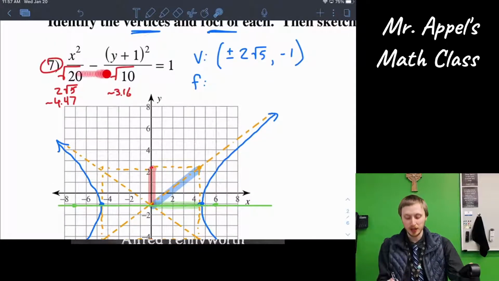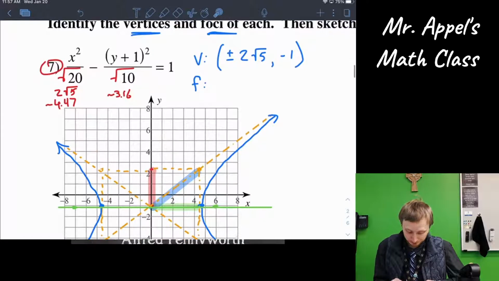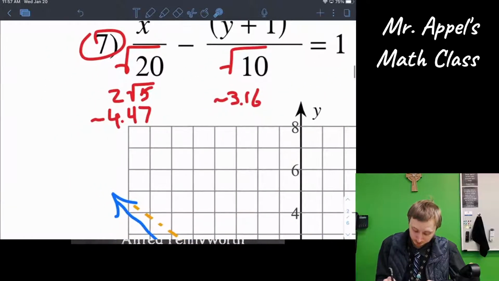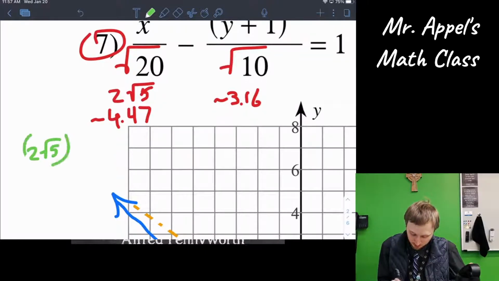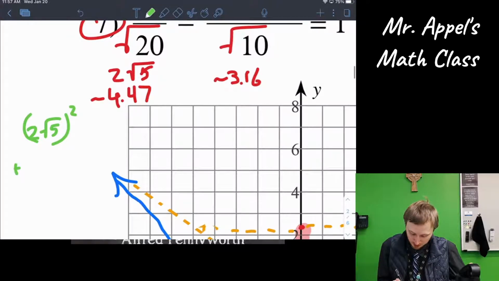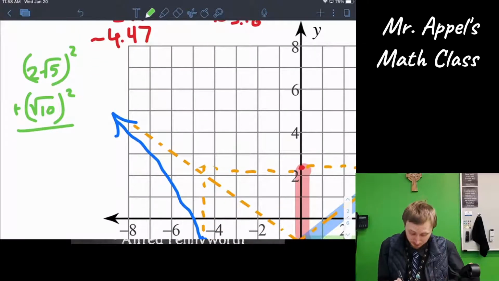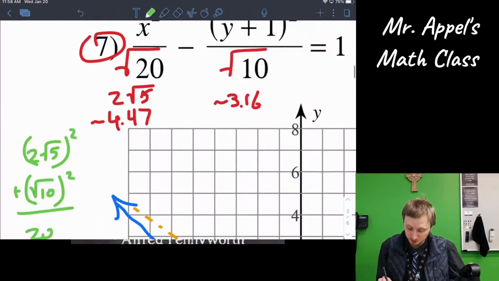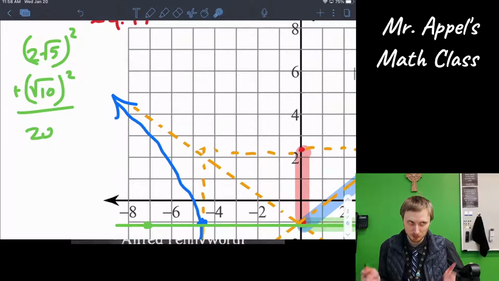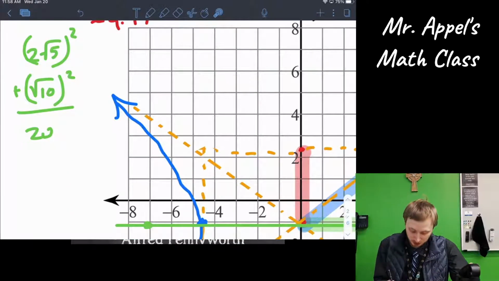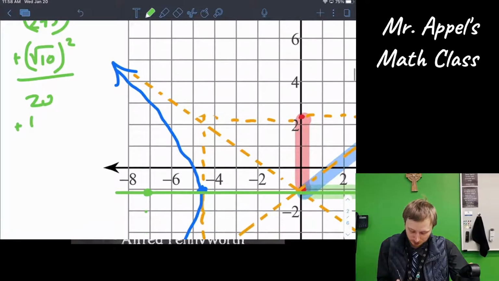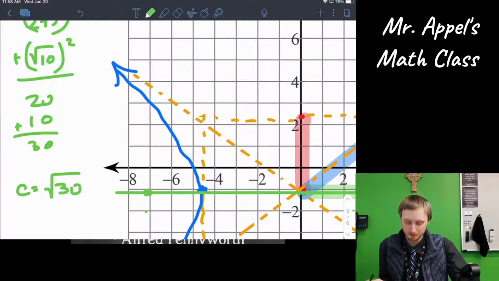We just got to take these two guys, okay, Pythagorean theorem that. So let's go over here to the side. And we'll take 2 root 5 squared plus root 10 squared. And we get, well, this would be 2 squared is 4 times 5. Oh, yeah, right, we started as 20. So the square of the square root of 20, we're back to 20 plus 10, we get 30. So our C is the square root of 30.